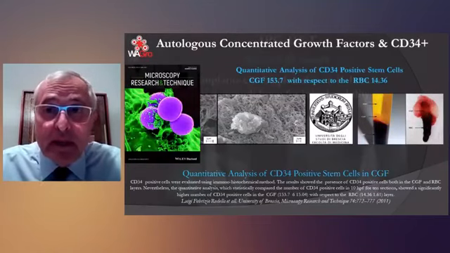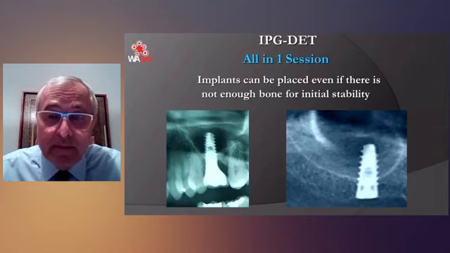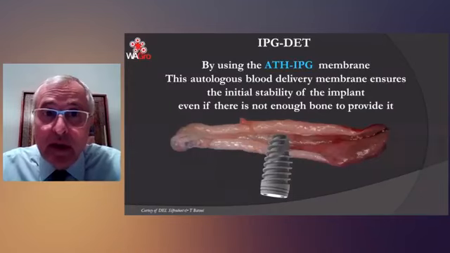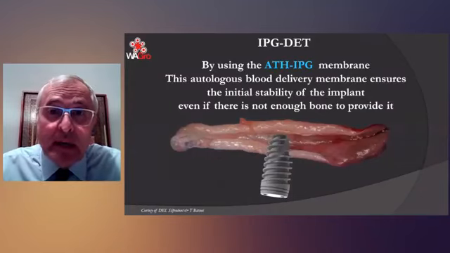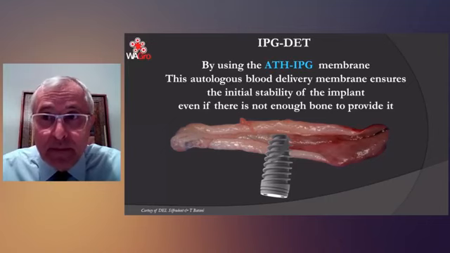With IPG-DEAD, we can do everything in one session. Implants can be placed even if there is not enough bone for initial stability. And how can we do that? We can do it by using the ATH IPG membrane. It's an autologous blood-derived membrane that ensures the initial stability of the implant, even if there is not enough bone to provide it.